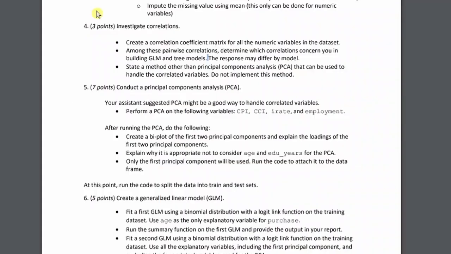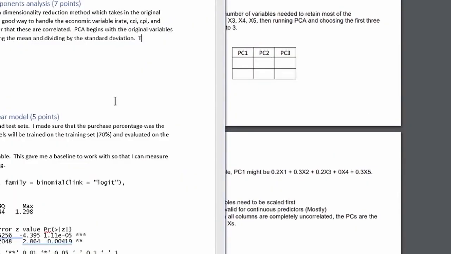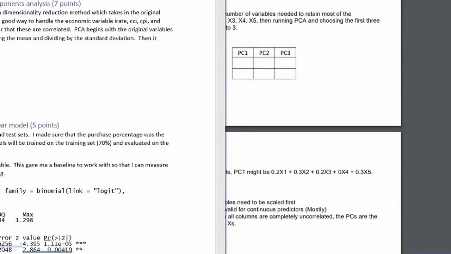You can look at the cheat sheets to see that you begin with these original variables x's and then you translate into principal components, and each principal component is a linear combination of the original variables, and the weights that are used are called the loadings or the rotations. Variables are scaled first, and when columns are completely uncorrelated, the principal components are the original x's. So then it creates linear combinations which are uncorrelated, orthogonal.